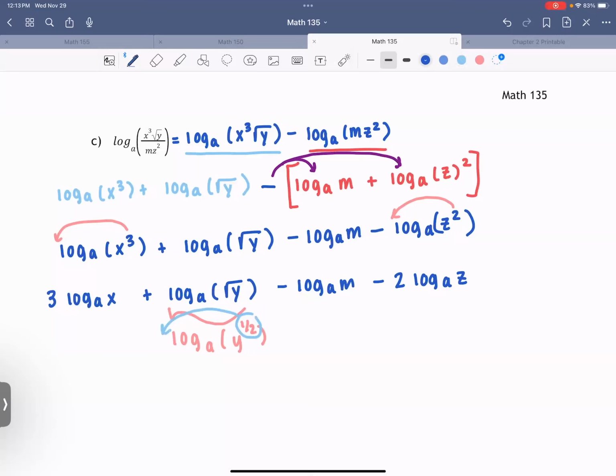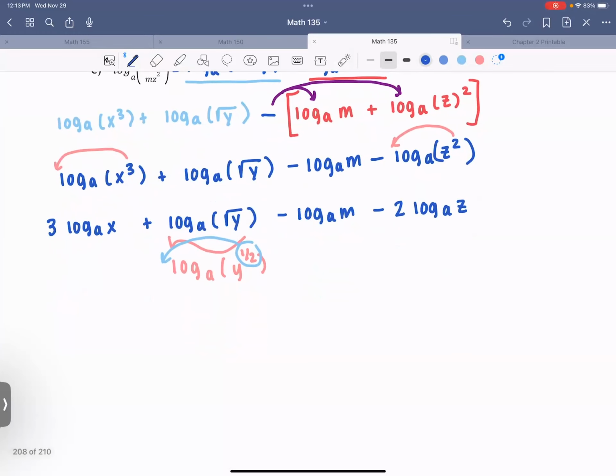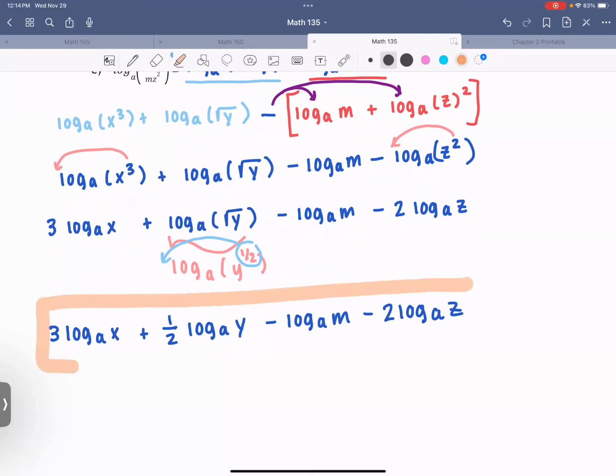So whenever you see a root going on here, we can still write it as a power and put it up front. So our final answer becomes 3 log a of x plus 1/2 log a of y minus log a of m minus 2 log a of z. And now I don't have anything inside the logs. Everything looks pretty simple. I don't think I can simplify anymore. So this is my final answer.